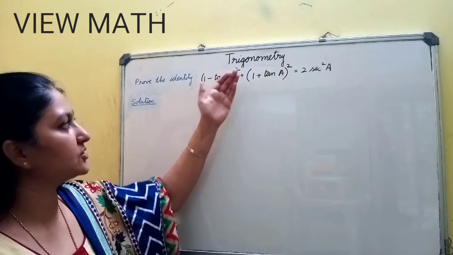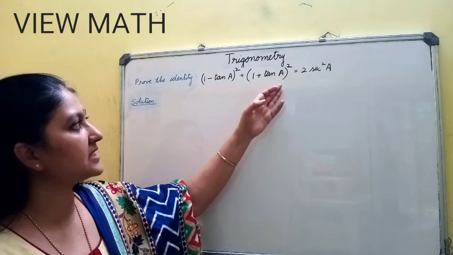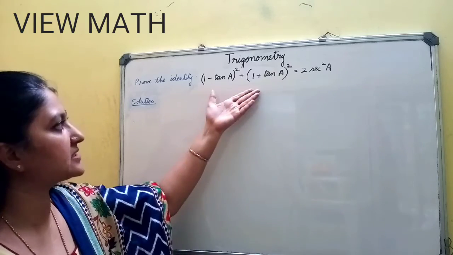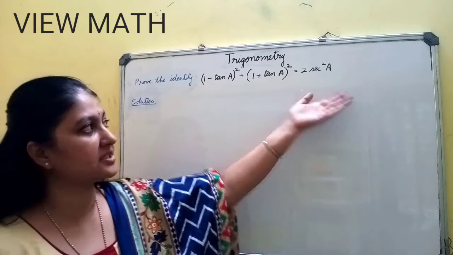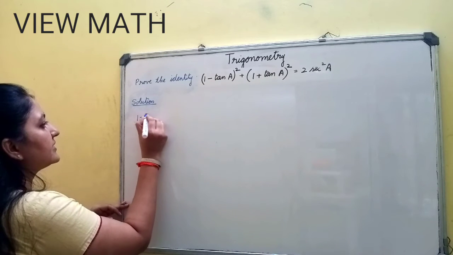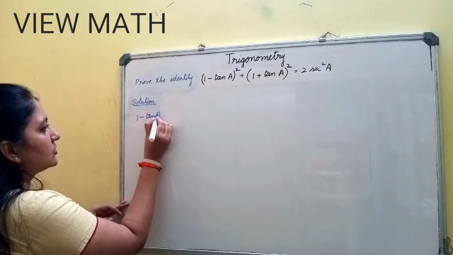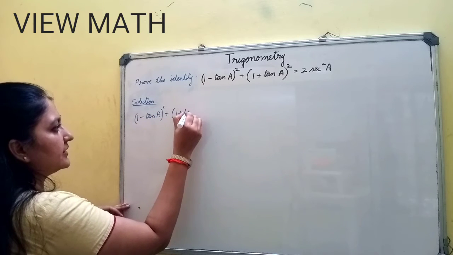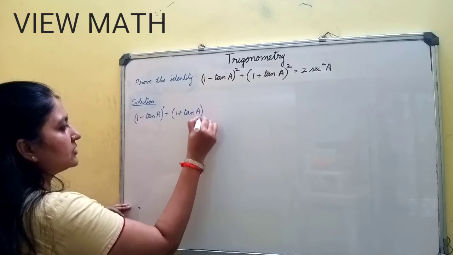1 minus tan A the whole square plus 1 plus tan A the whole square is equal to 2 secant square A. Now let me consider the left hand side, and then that is equal to the right hand side I am going to prove. Okay. Now consider the left hand side. 1 minus tan A the whole square plus 1 plus tan A the whole square.